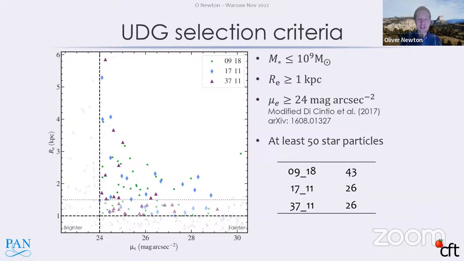If we apply these criteria to the 3 high resolution simulations, we find a sample of between 20 to 40 of these UDG candidates, or UDGs, in the simulations, which is quite a few given that we have only seen 2 confirmed so far in the field, in the local group.